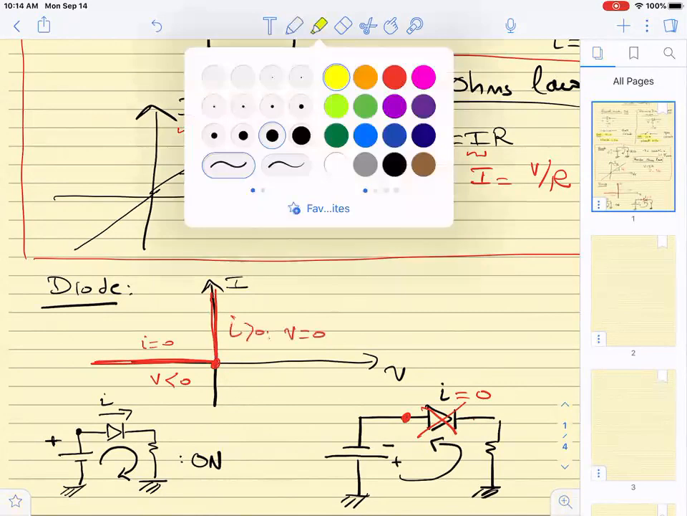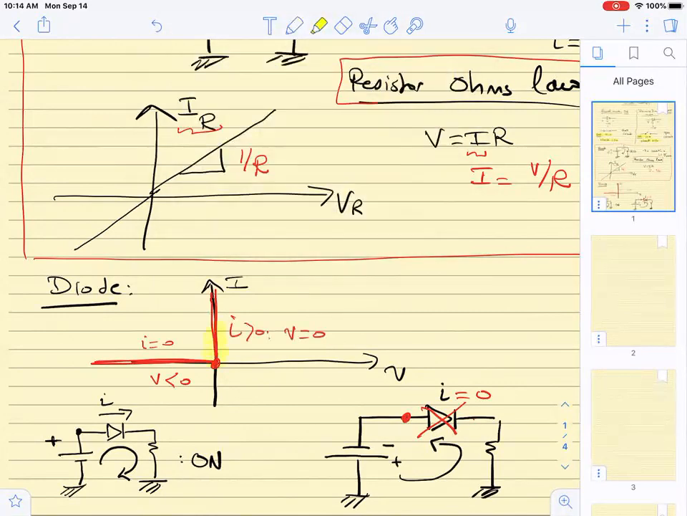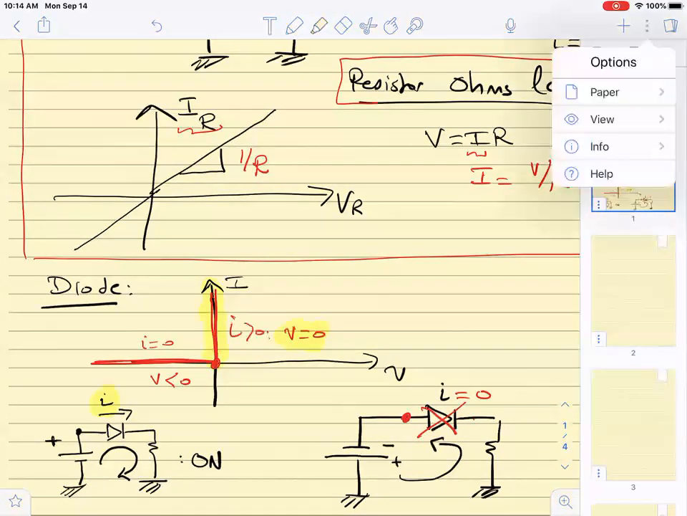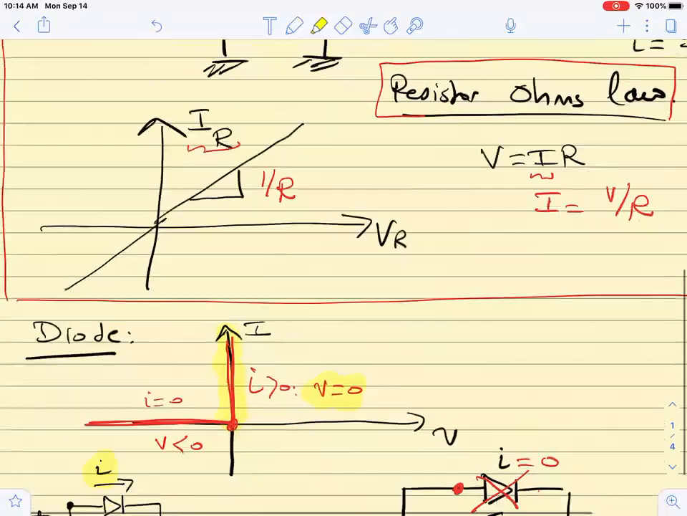Now let's see more in the example: when the diode is on, there will be a current I, and I am going to model it as a short circuit. So the characteristics are still weird for us. Let us take an example and see how we solve in the context of a diode.